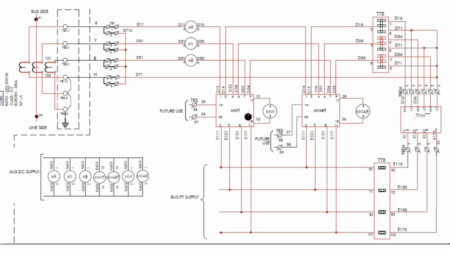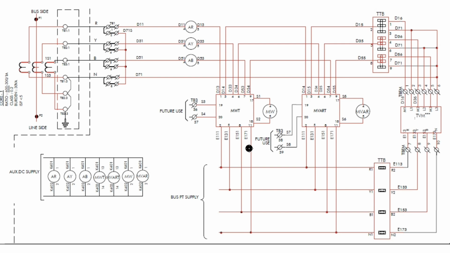After that, we have the megawatt transducer and megavar transducer. Here the CT circuit and PT circuit are provided. The PT circuit is provided from the bus PT supply. So E111, E131 and E151 are the red, yellow and blue phases respectively of the PT secondary circuit.